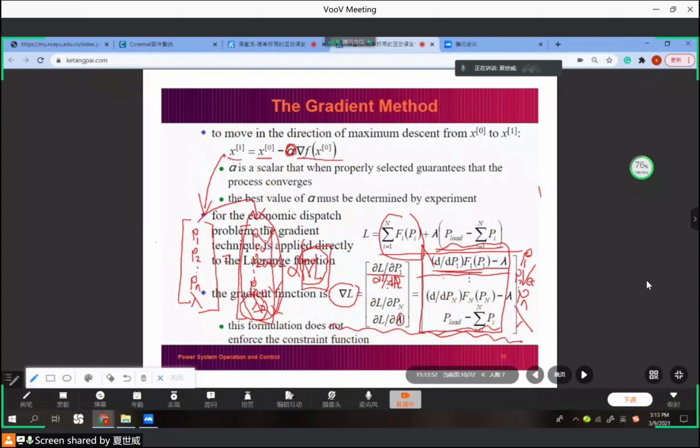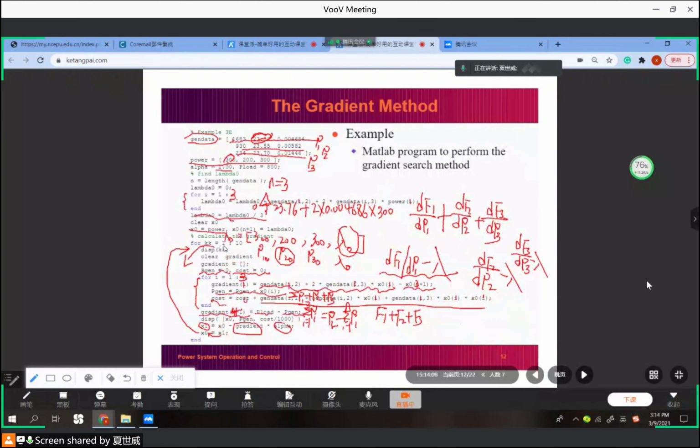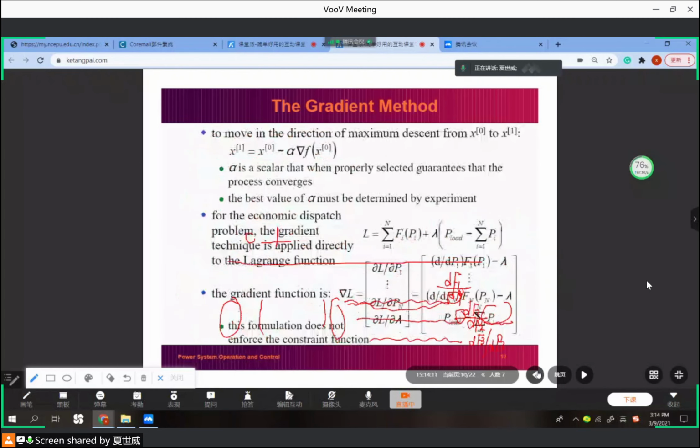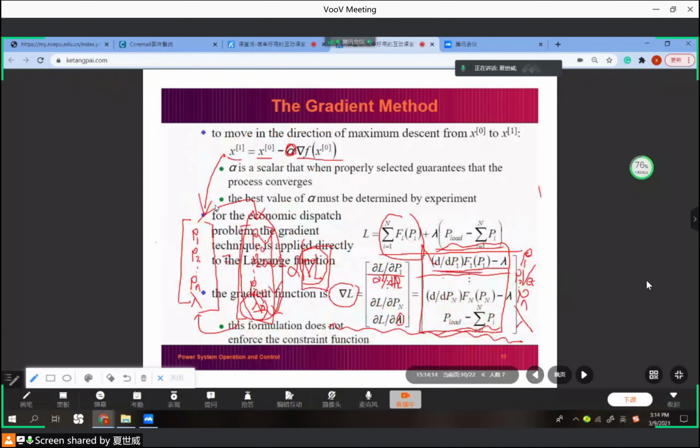That means we use this to update this. And we will also update the first order derivative of L and continue to update P1, P2, Pn, and lambda. Okay, we will repeat this loop, and the maximum iteration is 10. That means we will repeat this loop for 10 iterations, and we will find the solution.